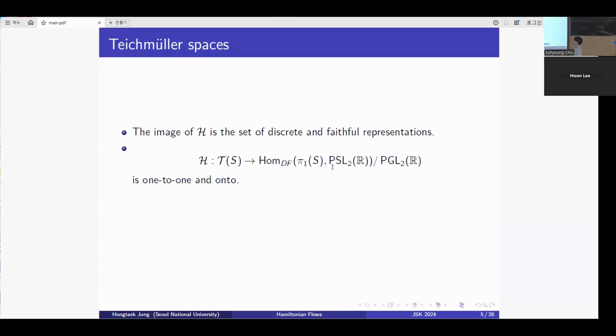Therefore, we have a one-to-one and onto map from the Teichmuller space into the set of all discrete faithful representations modded out by PGL2R. I secretly use PGL2R instead of PSL2R because there is an ambiguity coming from the orientation problem. So if we take the quotient by PGL2R, we identify two identical kinds of Teichmuller space. So we have one well-defined Teichmuller space here.